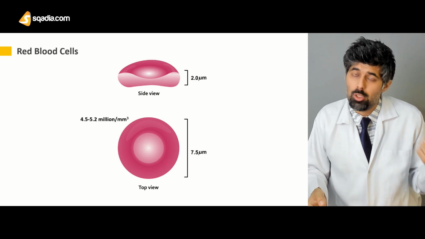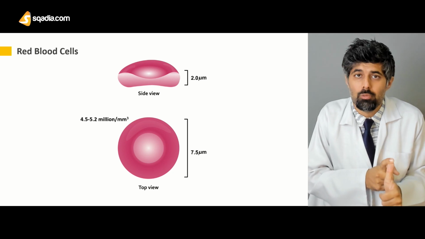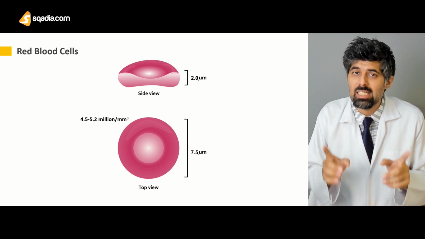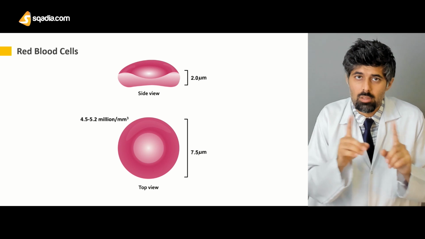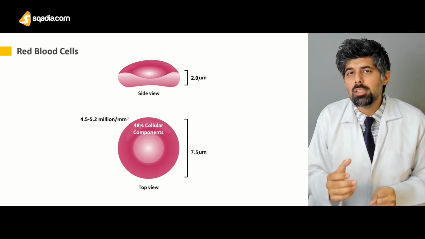Now, it is one because of their sheer number. There are a lot of them circulating in the blood. Second is because of their surface area.